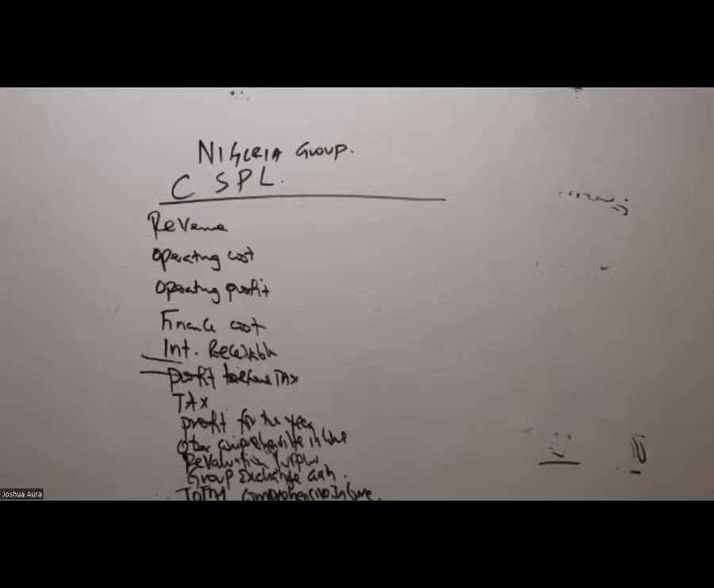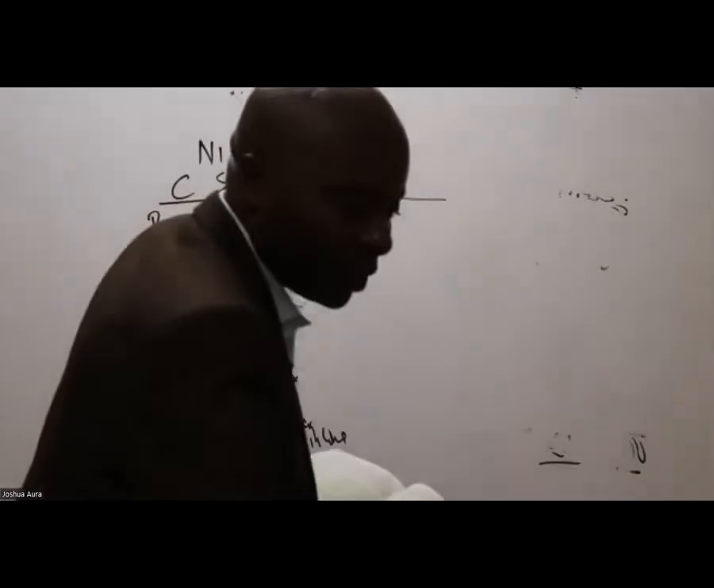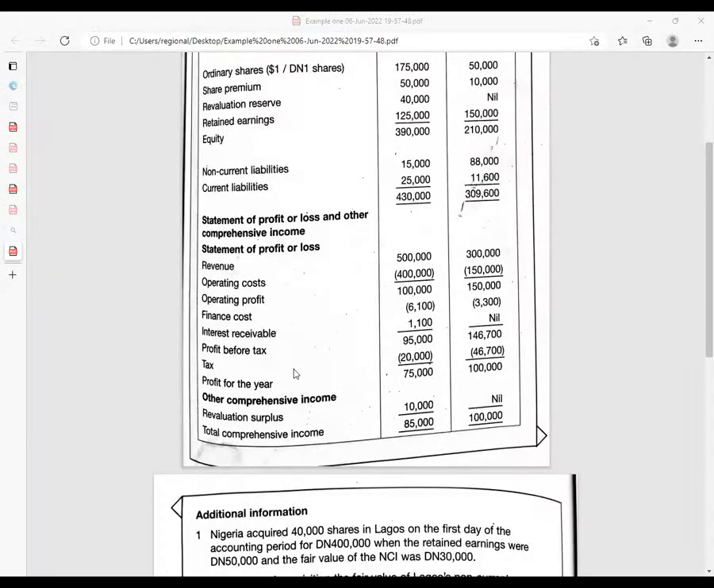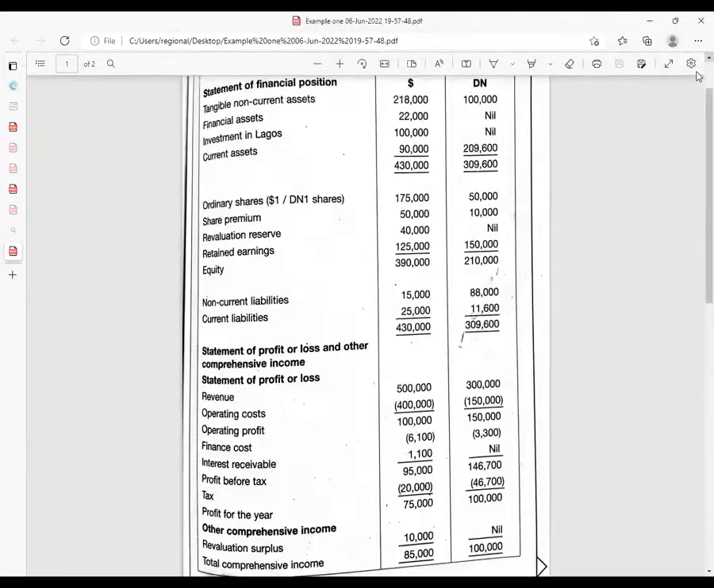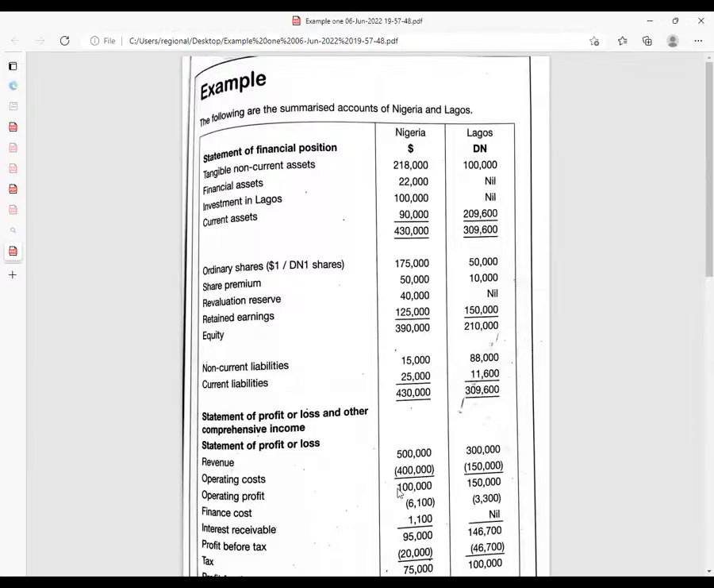Thank you very much. So we start with revenue. What do I do with revenue, free marks? Revenue, I'll pick the one of 500,000 plus 300,000. Remember, this 300,000 is in DN, so I need to change this.